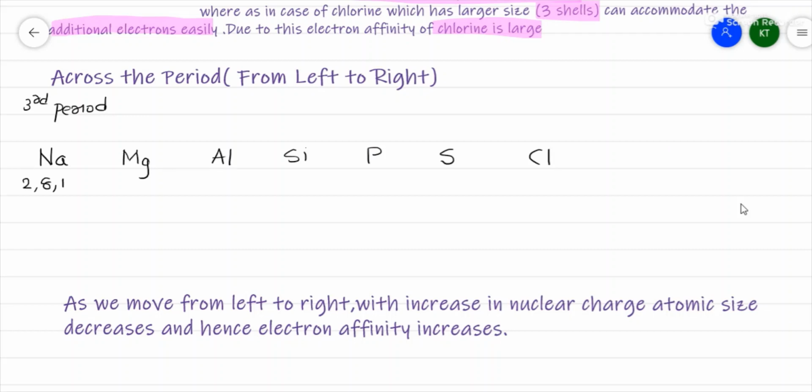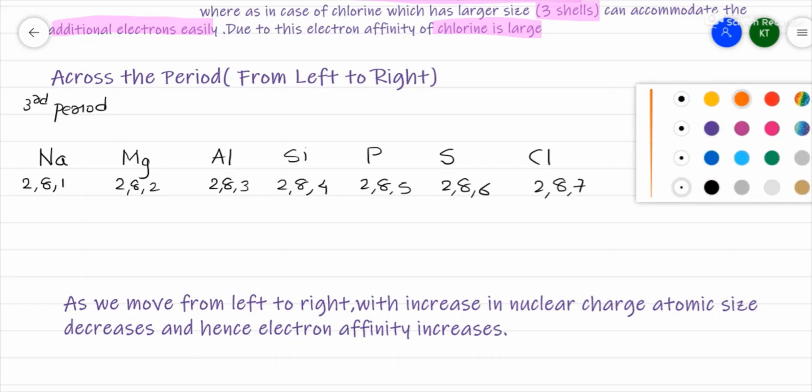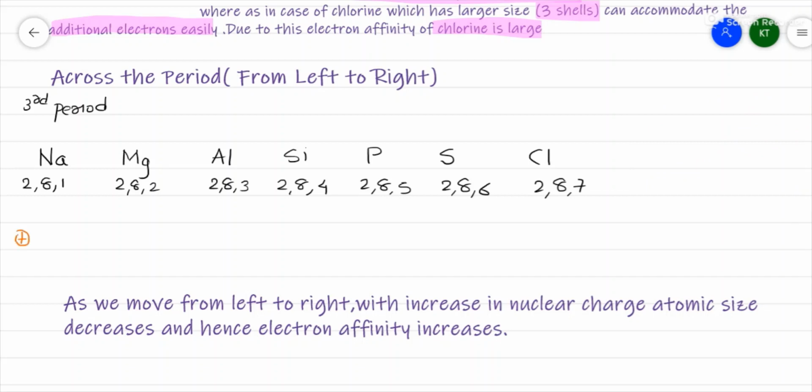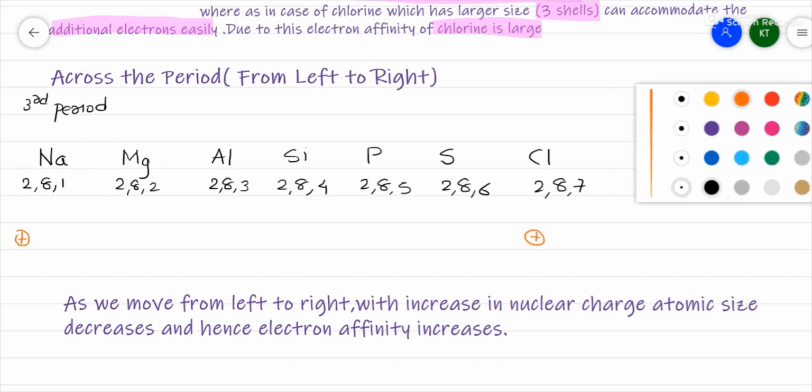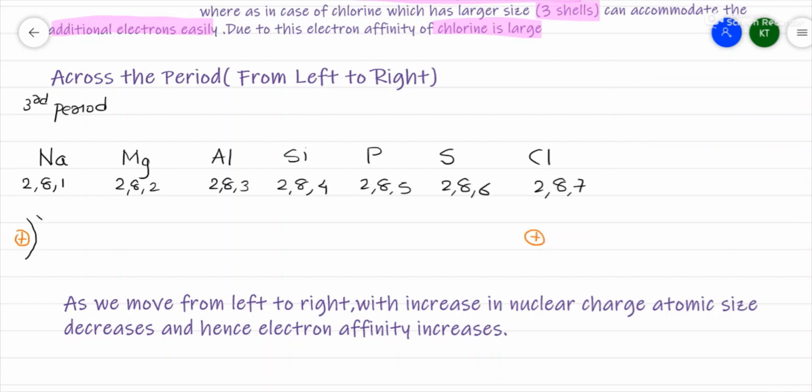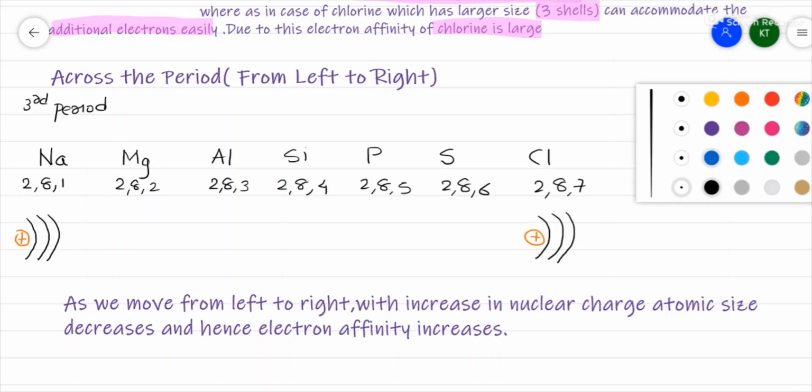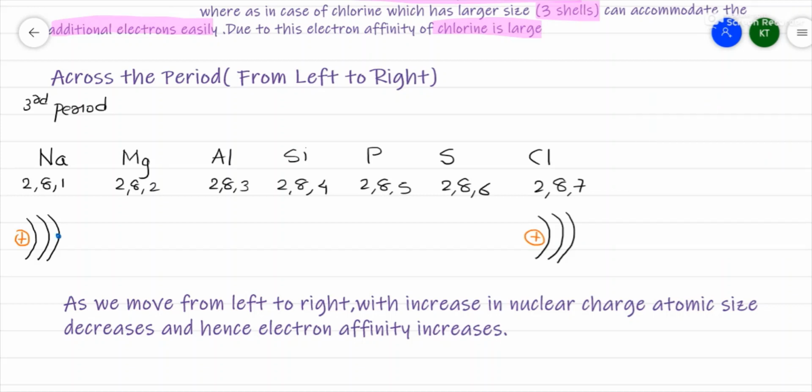So this is 281, 282, 283, 284, 285, 286 and 287. Let me draw the nucleus of sodium, and this is the nucleus of chlorine. Then the number of shells: 1, 2, 3. Then the electrons. Sodium has 1 electron and chlorine has 7 electrons in its outermost shell.